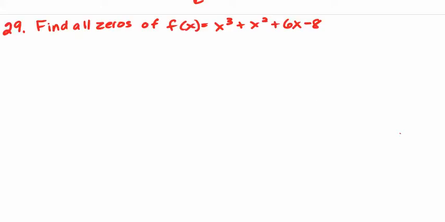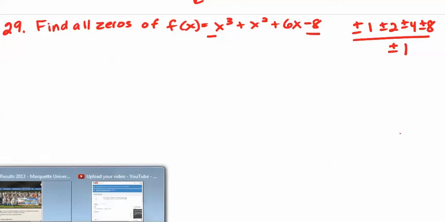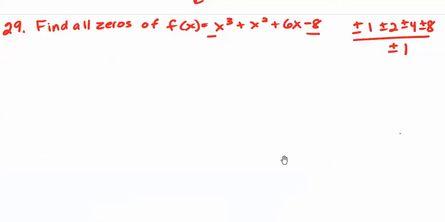Okay, let's continue with question 29. Find all the zeros. Well, we know our rational zero test would tell us we've got factors of -8 over plus or minus 1 as our only factors of this coefficient. So there aren't too many things that we would have to try here. Plus or minus 1, plus or minus 2, plus or minus 4, plus or minus 8, because our denominator is only plus or minus 1. So we know that we only have to test whole numbers here.